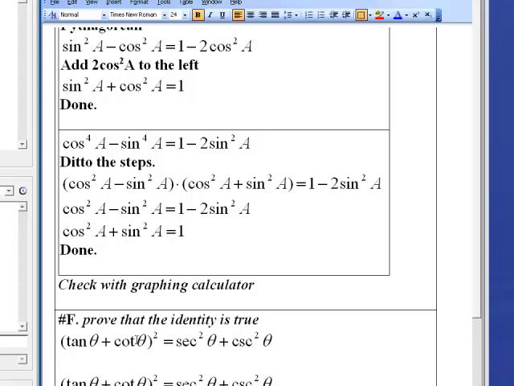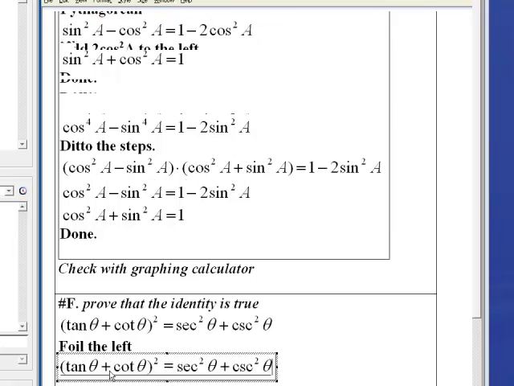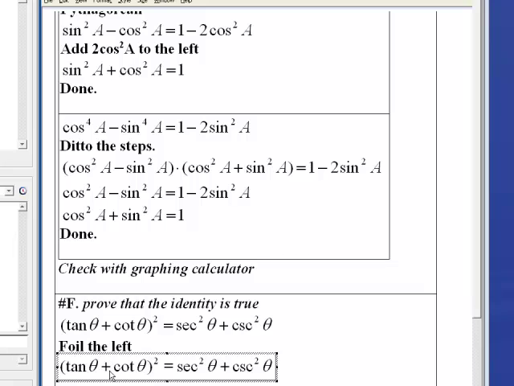I could switch everything to sines and cosines. In fact, those are the only ones that I don't have right now. Let me just try something else instead. I just factor everything on the right hand, on the left hand side. Actually, I FOIL the left, and let's see what we come up with. So it's going to be tangent squared plus 2 tangent cotangent plus cotangent squared.